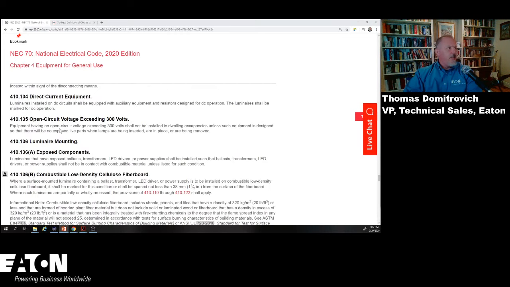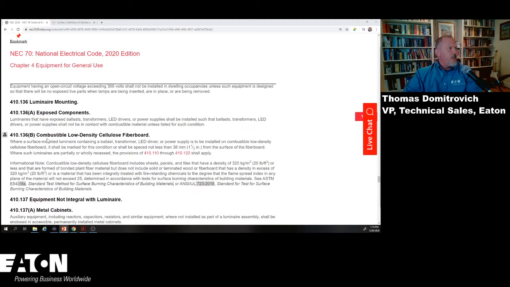136, I believe: luminaire mounting, exposed components, combustible low-density cellulose fiberboards. So we're addressing different types of fiberboards that may come into contact. This one talks about surface-mounted luminaires containing a ballast, transformer, LED driver, or power supply to be installed on combustible low-density cellulose fiberboard. You may think of an LED light as being very low temperature, but that's not true. Those drivers and whatnot can put off a lot of heat, and our goal in an LED light is to get the heat off.